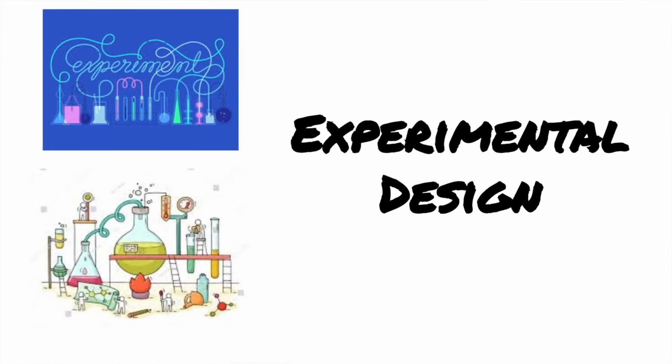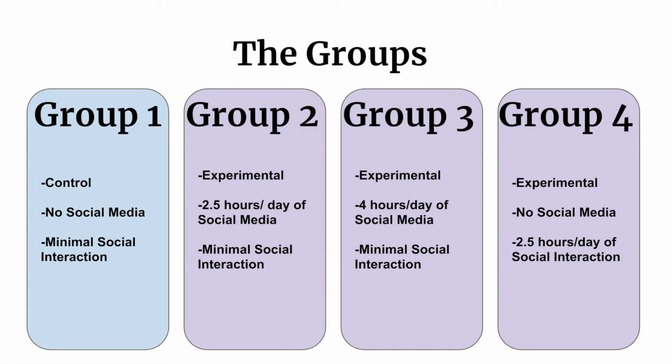The research will be conducted using an experimental design in order to draw causal claims from the data. There will be 4 groups, each with 30 participants. The first is a control group who will be asked not to use social media at all and have little interaction with other people. The second group will use social media for 2.5 hours a day, which is the average amount of time people spend on social media.